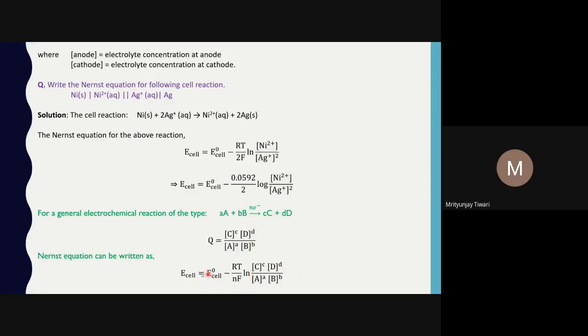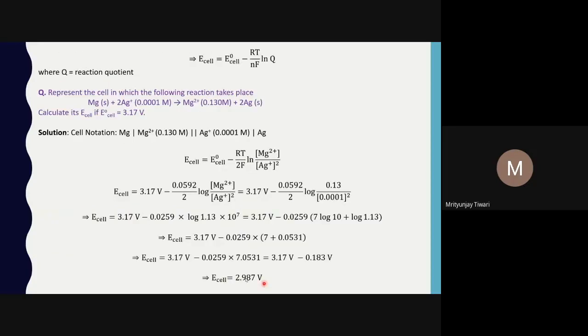So we get E naught cell minus RT by nF ln Q, and the value of Q we can write directly. Q is what? C to the power c into D to the power d divided by concentration of A to the power a and B to the power b. And thus E cell is equal to E naught cell minus RT divided by nF ln Q. The same thing again. Why am I writing it in a different way? Because this equation is very important for us, and we should remember it. Now let us look into this question, and then I'll stop.